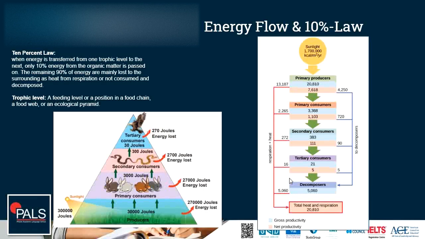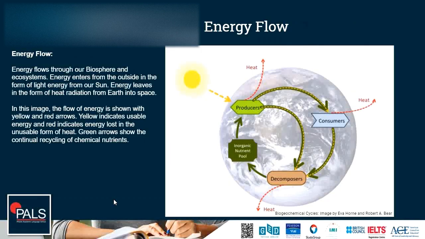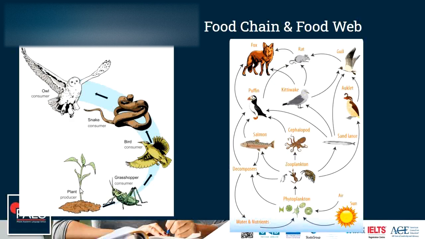Energy flow and the 10% law. The 10% law is about how much energy gets from one trophic level, and a trophic level is a feeding level or position in a food chain or food web or in a food pyramid. And as we saw before in our food chain here, the plant producer would be the first trophic level, grasshopper, second trophic level, birds, the third trophic level, and so on.